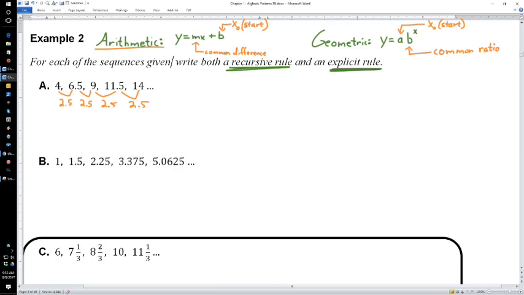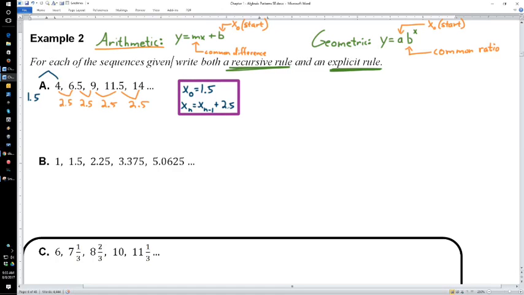Okay? And we wrote a recursive rule on the last one. So that's x of 0. In this case, I'll just let x of 0 be the first one. Actually, no. We're not going to do that. I want you to back up one. So your starting point for this is actually 1.5. So x of 0 is 1.5. And x of any given n is the previous x plus your common difference, 2.5. So that's your recursive rule.